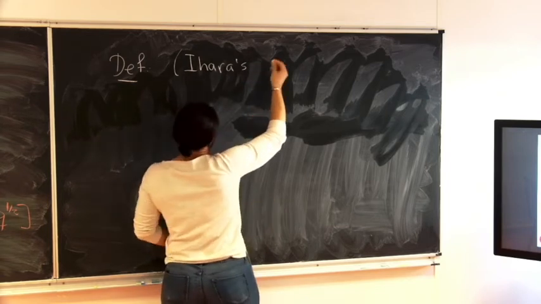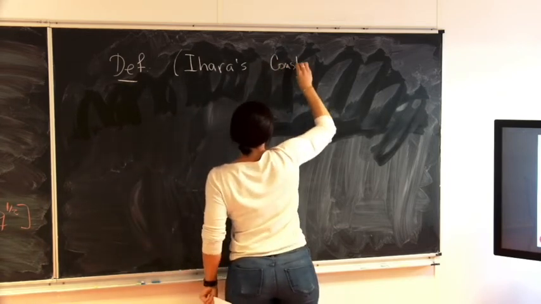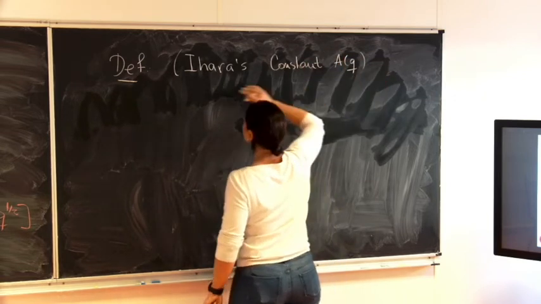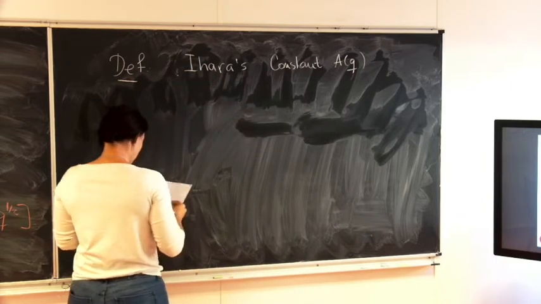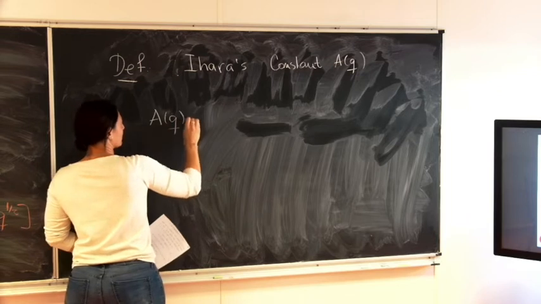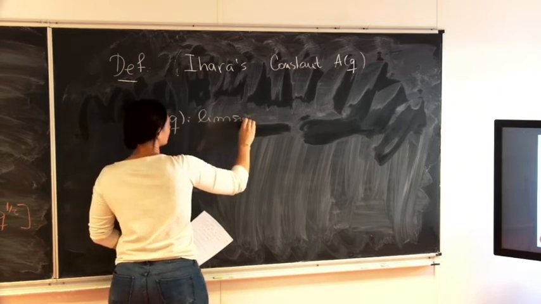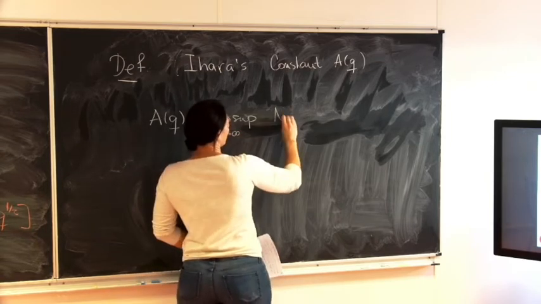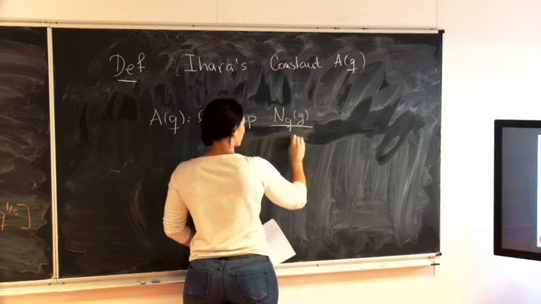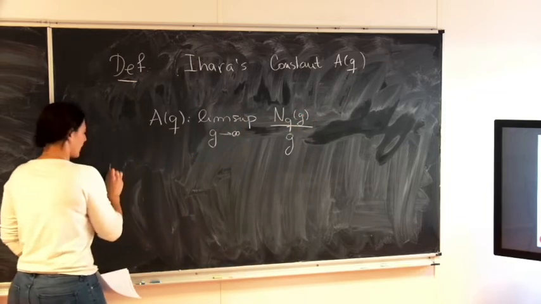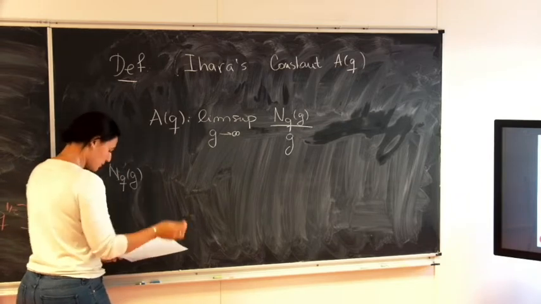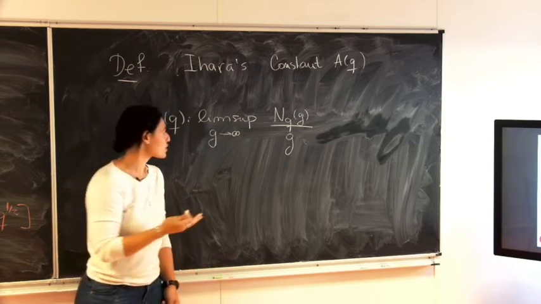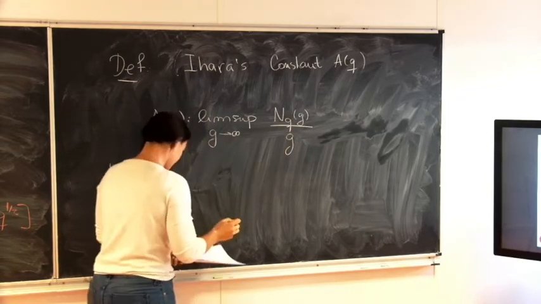Well, it's called the Ihara constant or Ihara function, A of q, and is defined as the lim sup for g going to infinity of N_q of g over g, where N_q of g counts the maximum number of rational places that a function field of genus g over F_q can have.